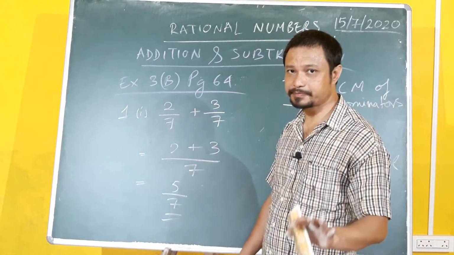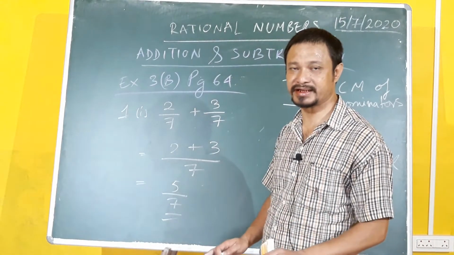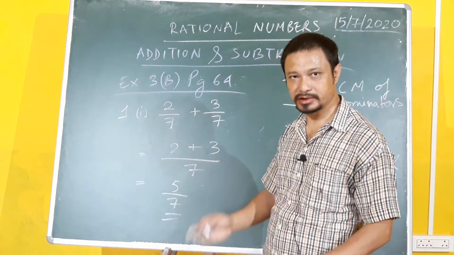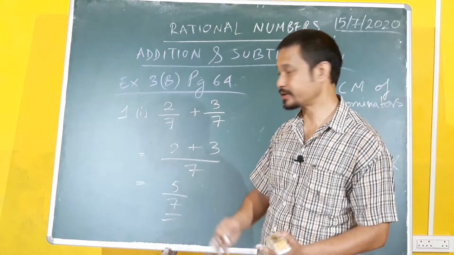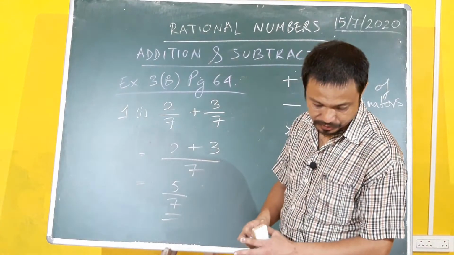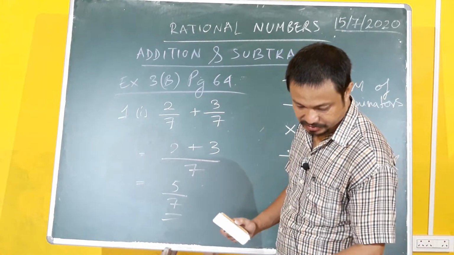This is a concept which you have already studied in class 5, if I'm not mistaken. If not in 5, in 6, I'm sure this was done thoroughly. But the only thing is, it was called a fraction, right? And right now we are talking about rational numbers. So I would like you to do number 2 and number 3 as homework.